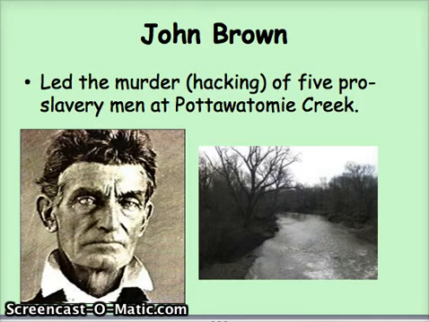So he goes to Kansas, and along with his forces at a creek there, he ends up hacking five pro-slavery men to death. Now, some call it barbaric. Others say, this is what's necessary to get the abolitionist movement in the front headlines. We really don't know. We can't tell at this point. Depends on who you ask.